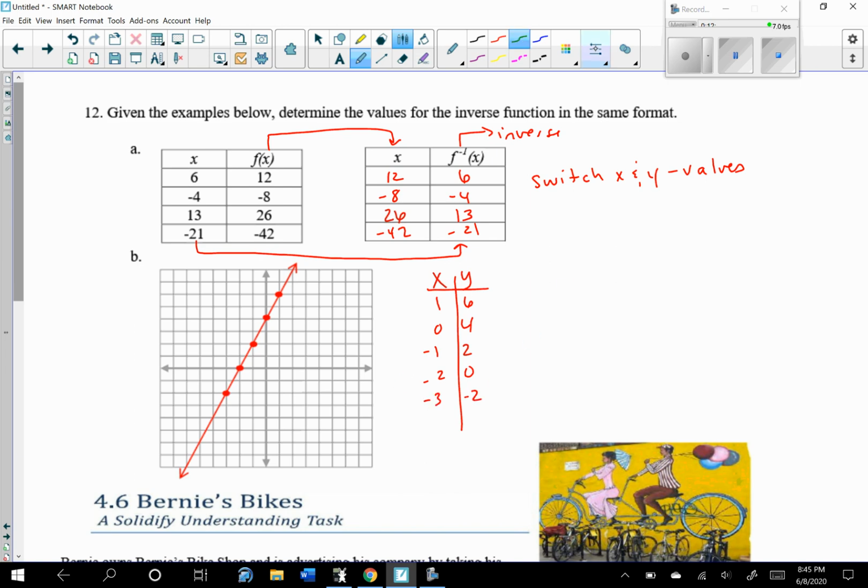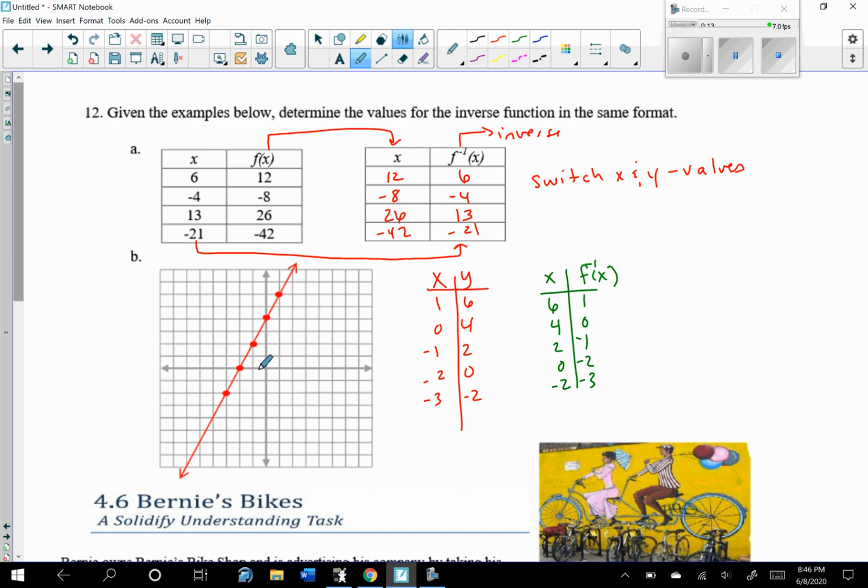So then the inverse, so x, and I'll use this one as f of x, or inverse of x. So this would be now 6, 4, 2, 0, -2. This becomes 1, 0, -1, -2, -3, because you switch the x and y values. And you can go ahead and graph.